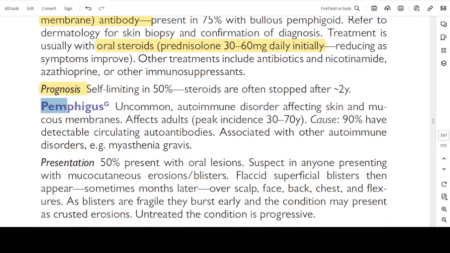Whereas pemphigus, or pemphigus vulgaris, is an uncommon autoimmune disorder affecting the skin and mucous membranes. Here it is skin and mucous membrane, whereas in pemphigoid it was only skin. It affects adults, with peak incidence at 30 to 70 years. Causes: 90% have detectable circulating autoantibodies to the skin, associated with other autoimmune disorders like myasthenia gravis.